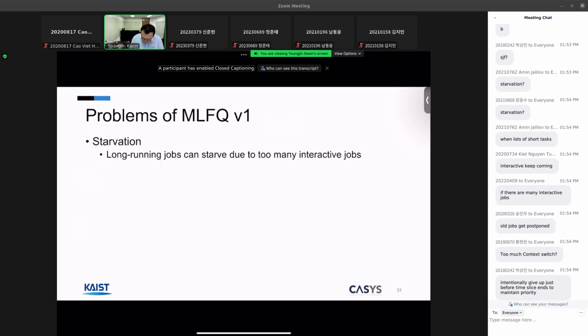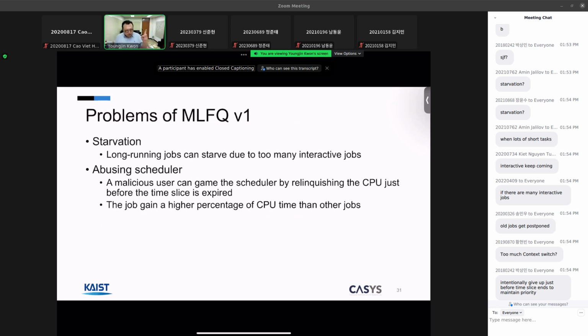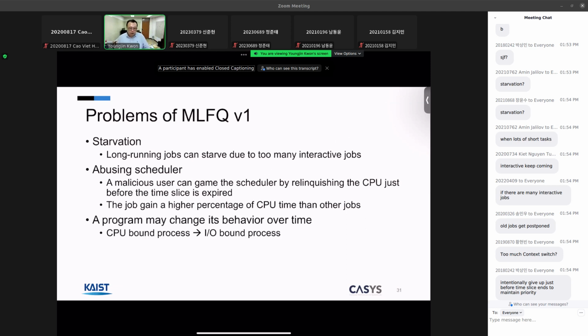Okay, so two important problems. Starvation first. Second, a malicious user can game the scheduler by relinquishing the CPU just before the time slice expires, getting a higher percentage of CPU than others. Also, some applications change behavior. But these two are well-known problems of MLFQ version 1. So let's fix them. First, how to fix starvation? What's the idea for solving starvation?